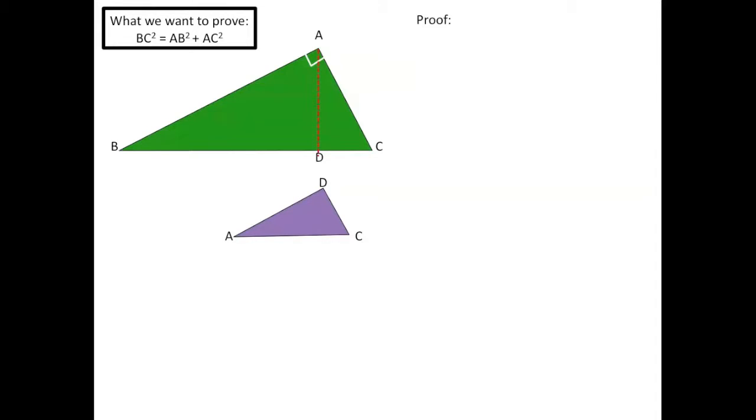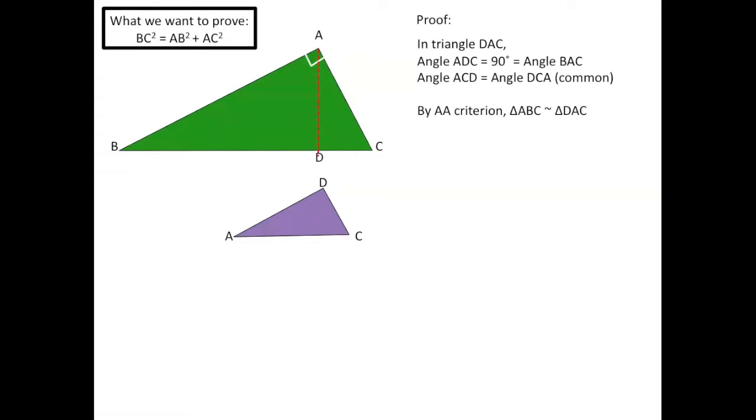And since angle C in the green triangle here is the same angle C here, then obviously they are equal. So again, by the angle-angle criterion, we have that triangle ABC and triangle DAC are similar. And we can write our formulae as shown.